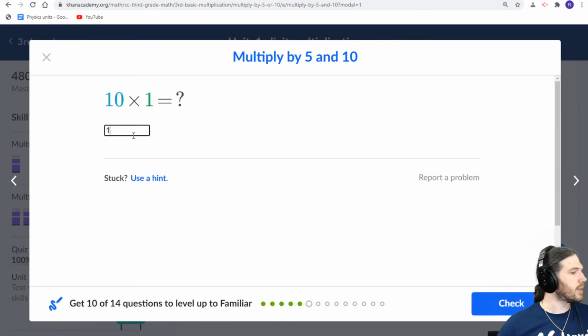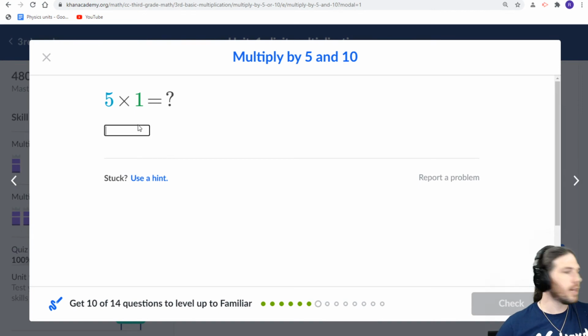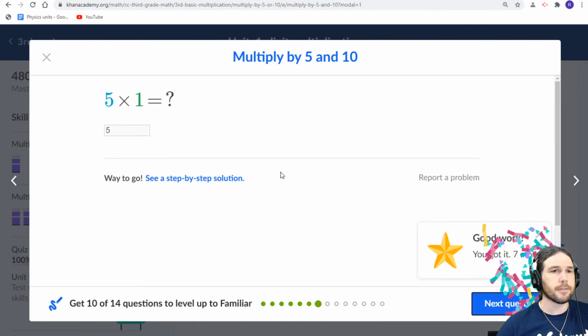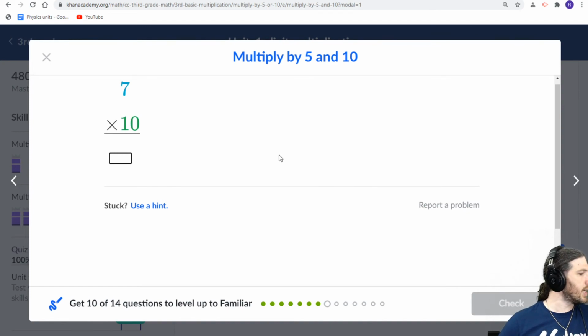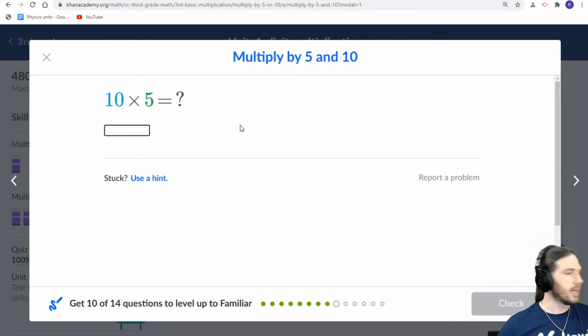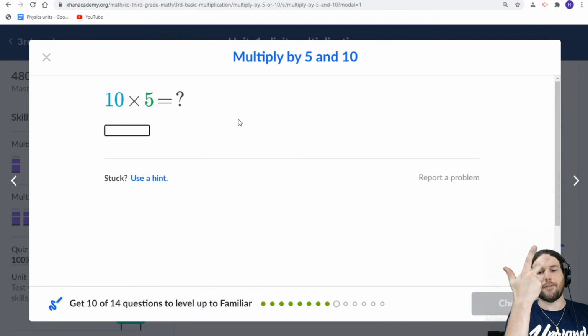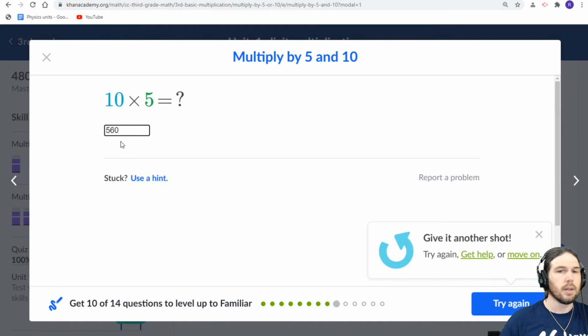Anything times 1 is itself. 7 times 10, just add a 0. 10 times 5. Let's do this one without just adding a 0. 10, 20, 30, 40, 50. Boom. Although, again, we've already answered this question.